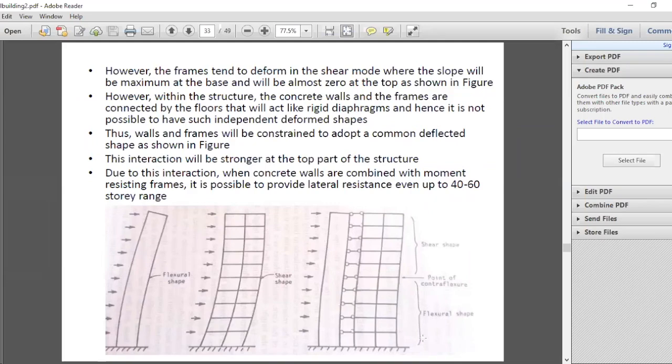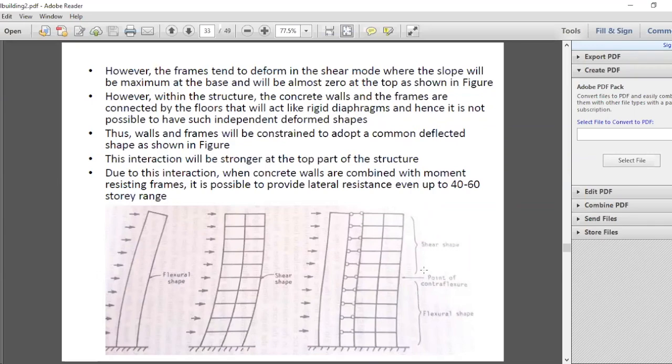And because of this interaction, we'll get a very efficient structural form. And this structural form is used very much in the design of tall buildings. And this can actually provide sufficient lateral resistance to go up to 40 to 60 story range. So this is called wall frame interaction or wall frame structures. So there, the frame and the wall both are acting together.